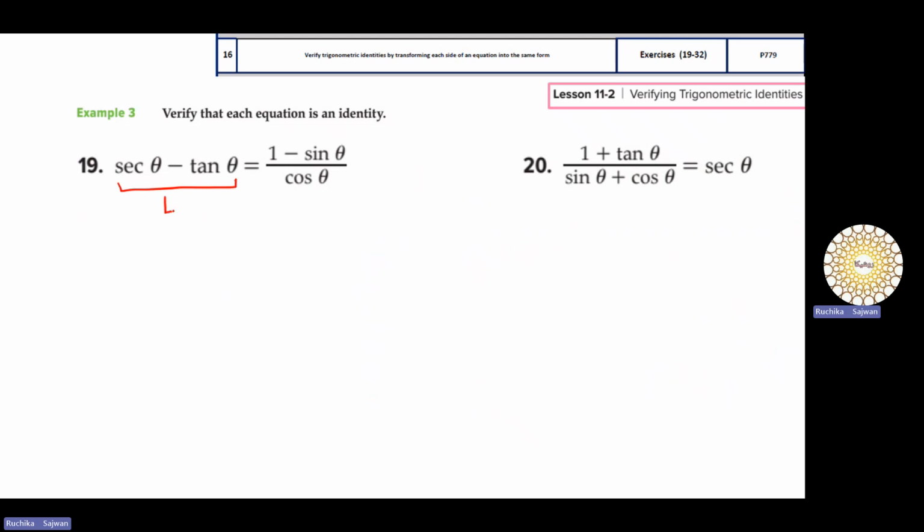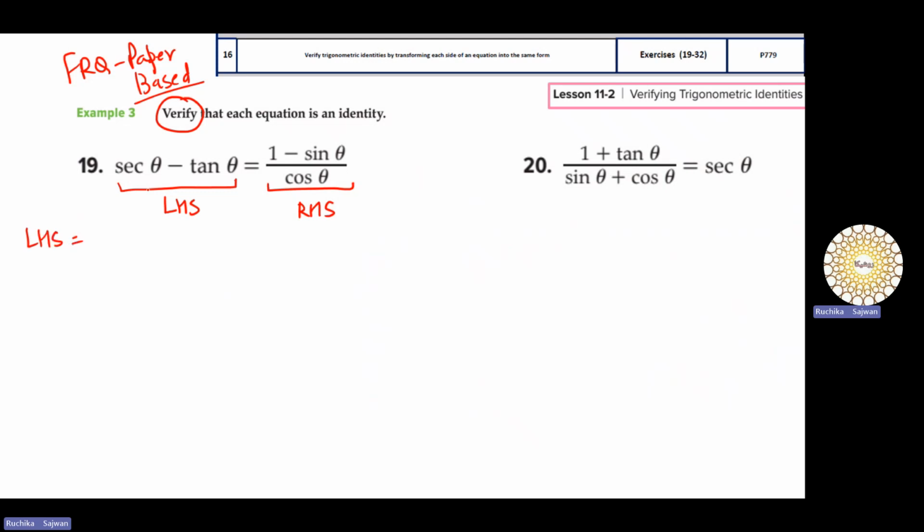As you saw in the previous slide, there were some suggestions when you have to verify. This will come for FRQ, means paper-based. Show all the steps, very, very important. And even if you're using any identity, like Pythagorean, algebra, reciprocal, quotient, anything, just clearly mention that identity.